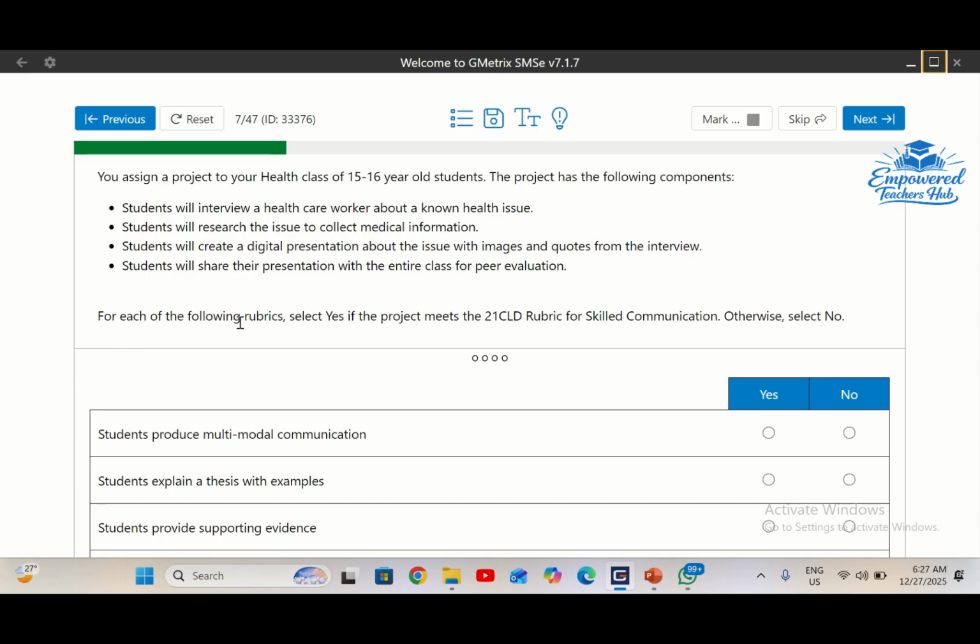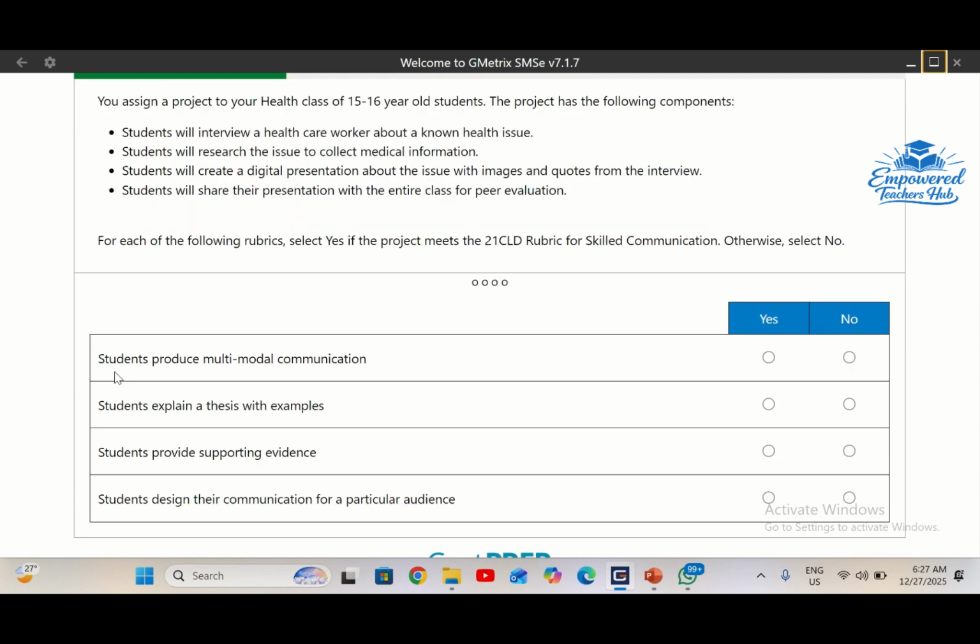For each of the following rubrics, select yes if the project meets the 21 CLD rubric for skilled communication, otherwise select no. Students produce multimodal communication. Yes.